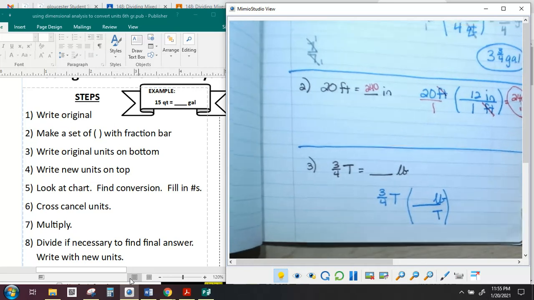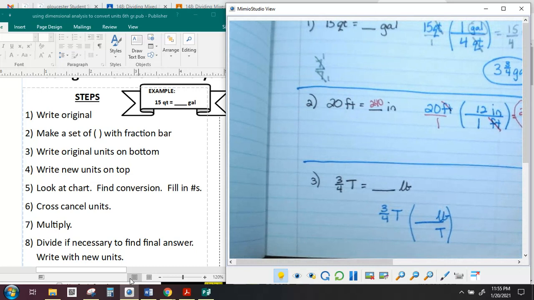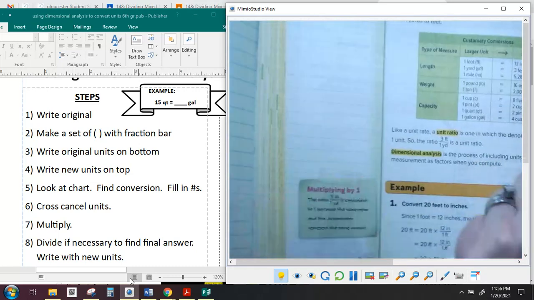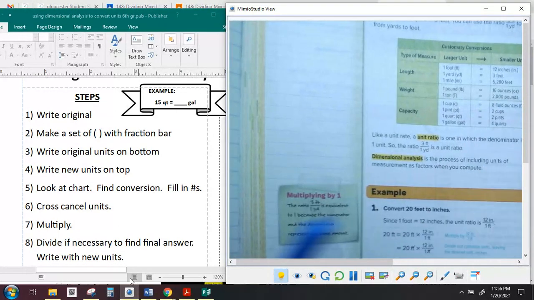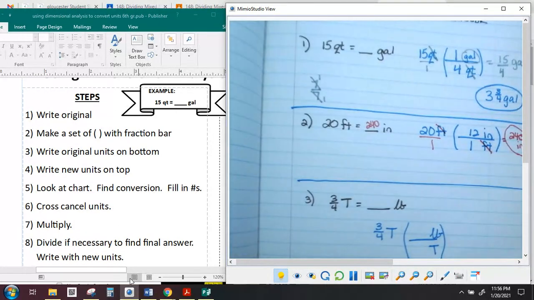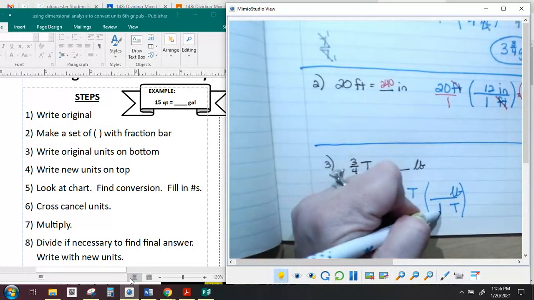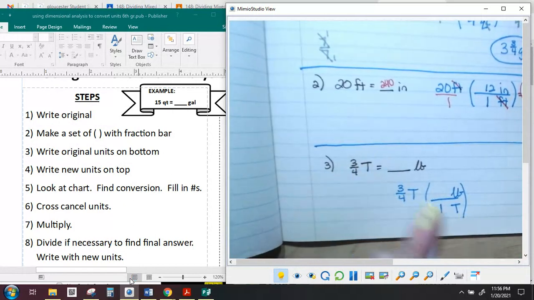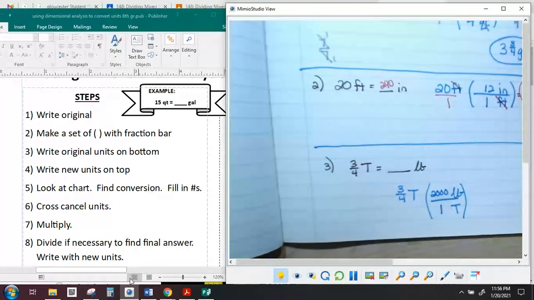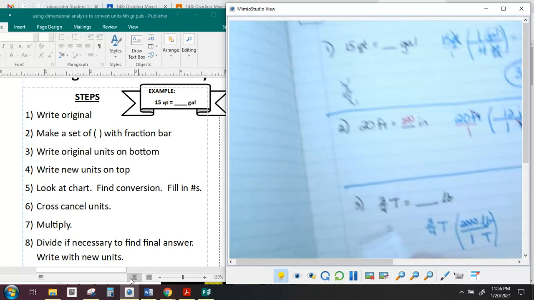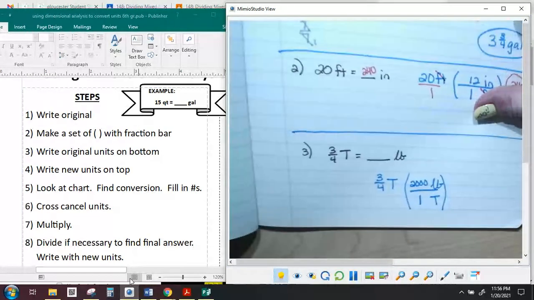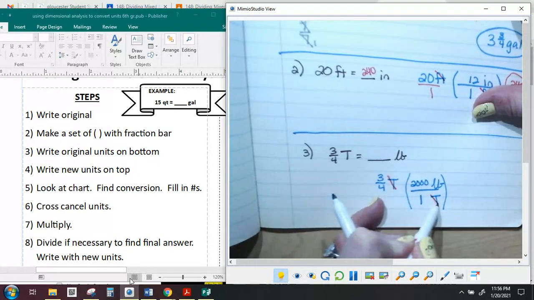Step 5, look at the chart, find the conversion, fill in the numbers. So let's see, 1 ton is 2,000 pounds. 1 ton is 2,000 pounds. If you do end up asking Siri or Alexa and you find out an answer, please let me know. Okay, we're going to cross cancel our units. I'm trying to hold my notebook because I'm at the bottom here. There we go. Cross cancel our units, tons and tons. Goodbye.